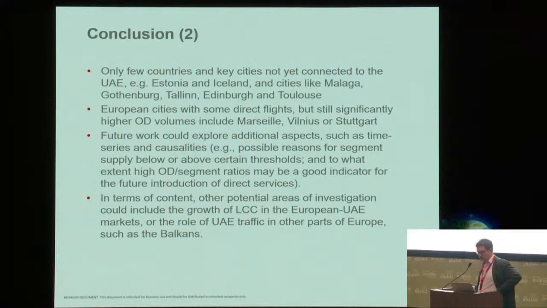And of course, there's scope for additional work, such as time series causalities, for example, possible reasons for segment supply being below or above certain thresholds. And one could also ex post try to find out if the OD segment passenger ratio is a good indicator for new flights in the past, if it has been. And of course, from our research perspective, the traffic light issue should be put on the agenda again to find out what additional traffic lights could bring in terms of additional passengers and also additional tourists flying into the UAE. And vice versa. Thank you.